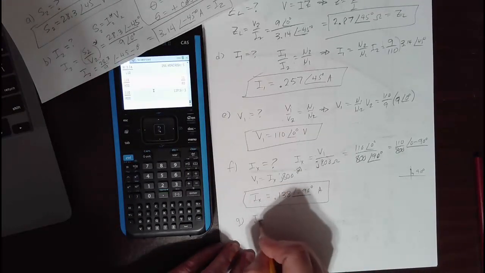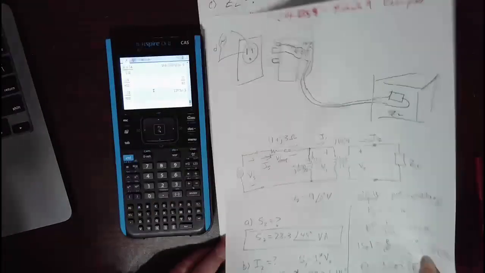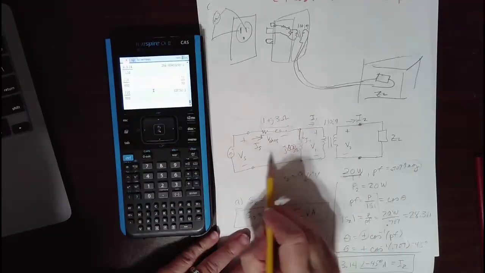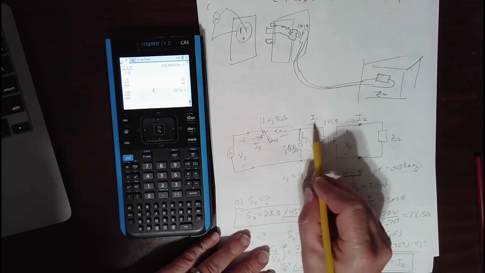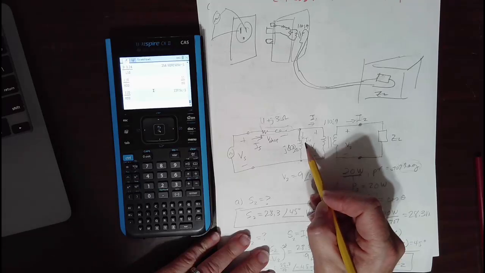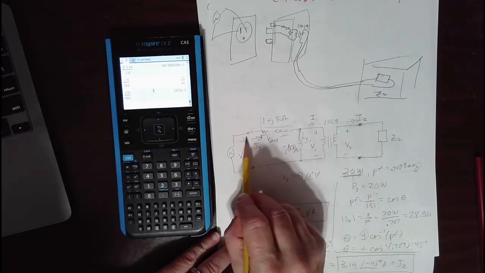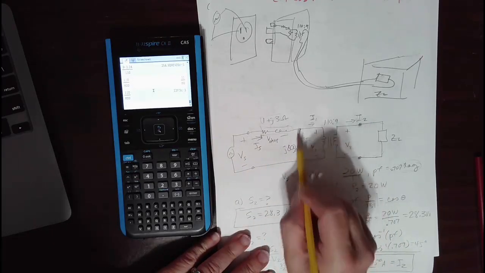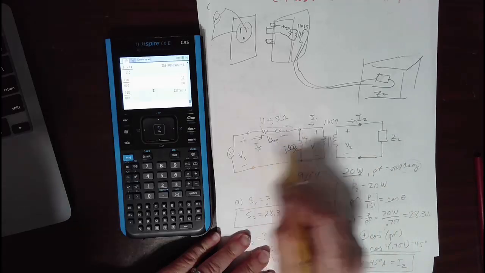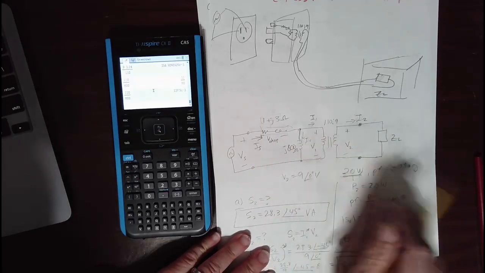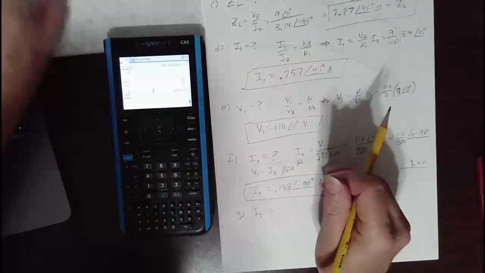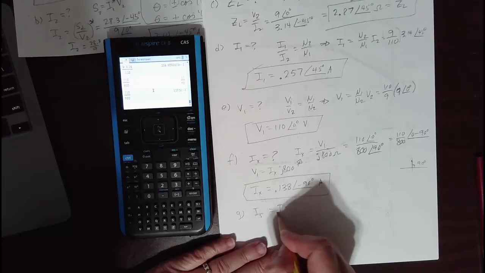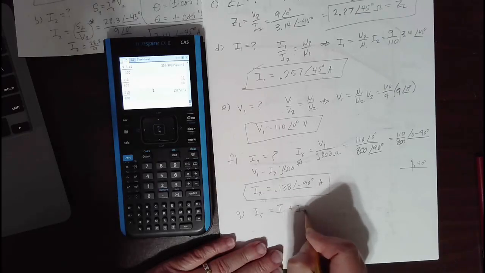G. Let's find the source current. Okay, keep on working our way back. If we want the source current, Is, we know I1 and we know Ix. So we can do KCL here because Is comes in and it splits up into I1 and Ix. KCL says in equals out, so Is equals I1 plus Ix. Should be fairly simple, except for the complex math.